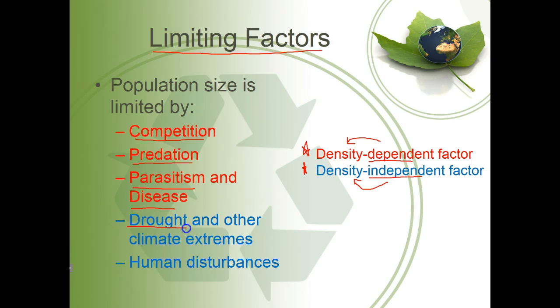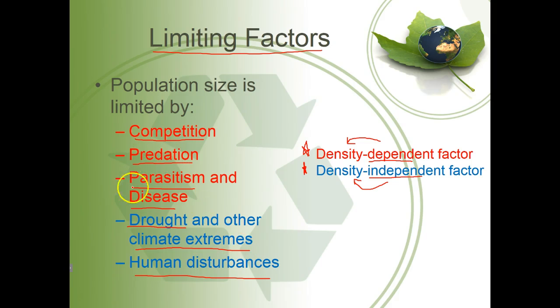Drought is going to happen regardless of the number of organisms in that environment. Climate extremes like other natural resources or natural disasters, hurricanes, tornadoes, all kinds of those things, avalanche, all of those natural disasters are going to happen whether you have one organism or a million organisms in that environment. Okay, those are just weather and climate extremes. Human disturbances are going to happen regardless of the density or the number of organisms within an environment.